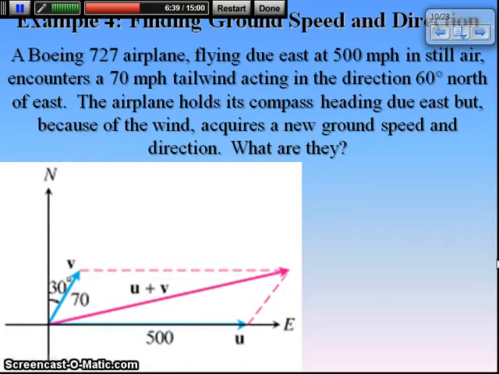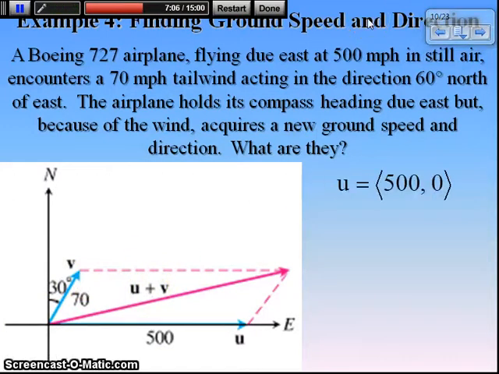And now our next slide, ladies and gentlemen. An airplane flies 500 miles per hour due east, encounters a 70-mile-per-hour wind that acts at a direction of 60 degrees north of east. Our job is to find the new speed, or velocity if you will, and direction of the angle. So our job here is to take each of these situations, the airplane and the wind, and create a vector out of it and then add them together.